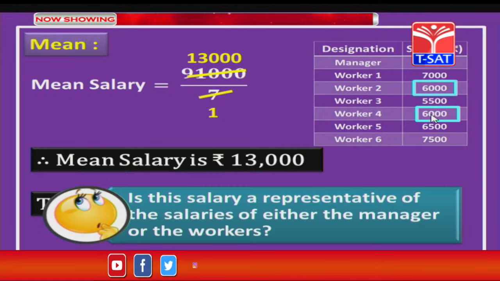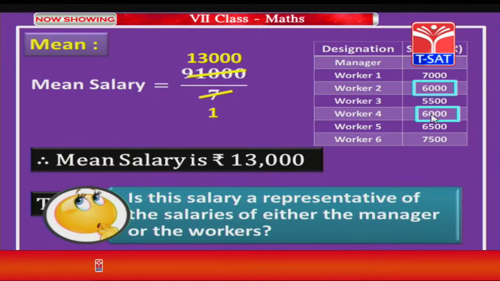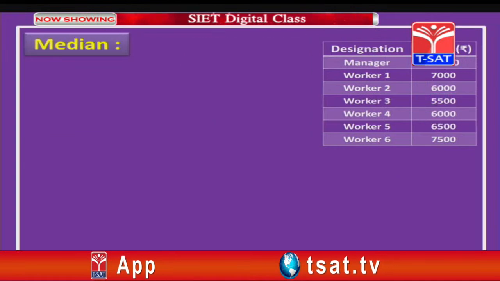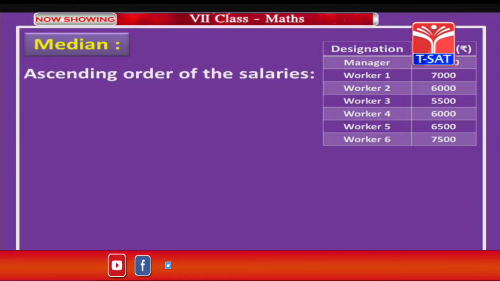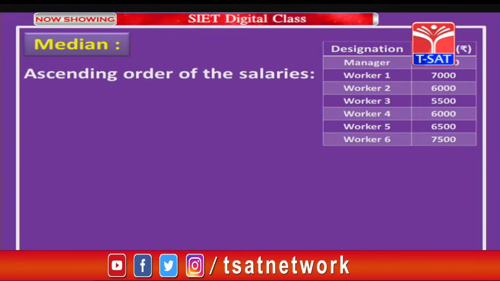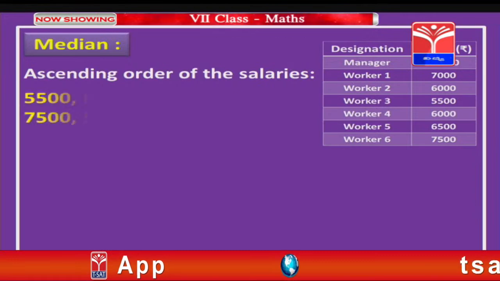Okay, children. Is this salary a representative value of the salaries of either the manager or the workers? No. The manager's is 52,500, whereas the workers' salaries vary, right? All the workers are not getting 6,000. Now, let us see the other representative value, median now. So, first we arrange all the salaries in a proper way, that is the ascending order, or you may arrange in descending order also, it is up to you. So, I am arranging in ascending order.